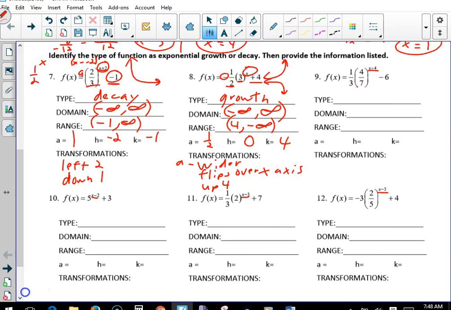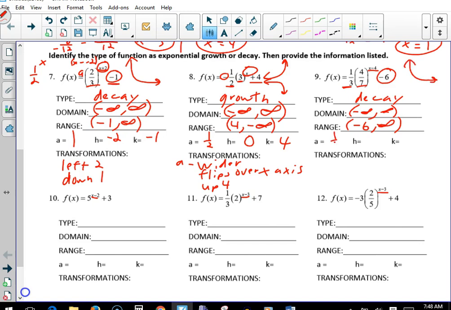Okay, who's holding the balloon? 4 sevenths, which makes it decay. The domain does not change. Negative infinity to positive infinity. The range, we look here, negative 6, and since this is positive, a positive A, it's going to go up towards positive infinity, like so.